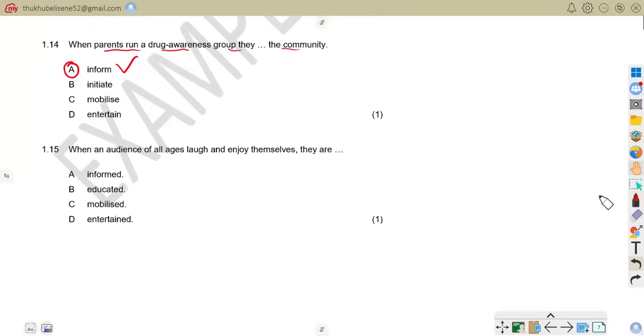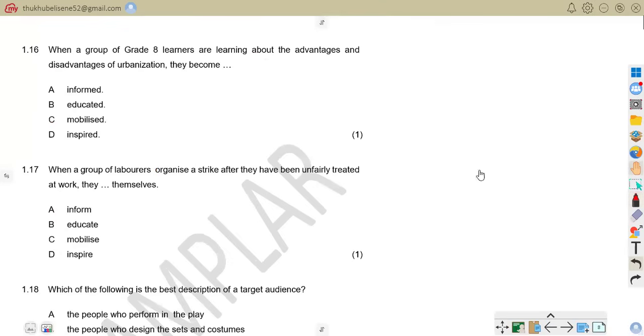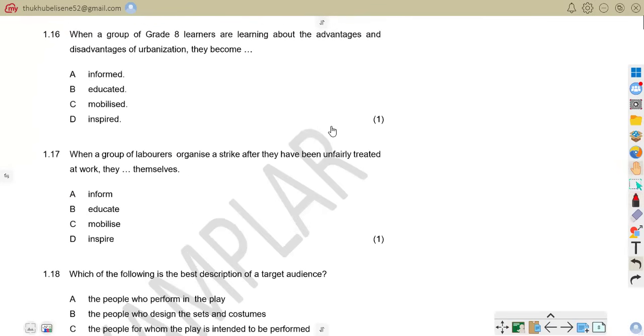Now we come to 1.15. When an audience of all ages laugh and enjoy themselves, they are entertained. The correct answer is D. Now we come to 1.16. When a group of grade 8 learners are learning about the advantages and disadvantages of organization, they become educated. Correct answer is B.